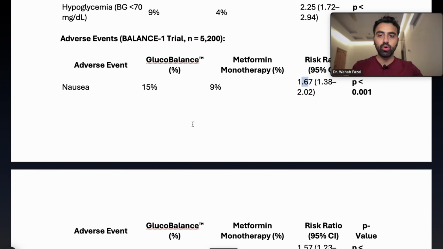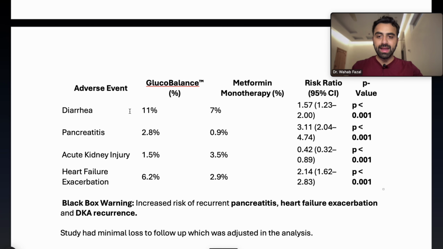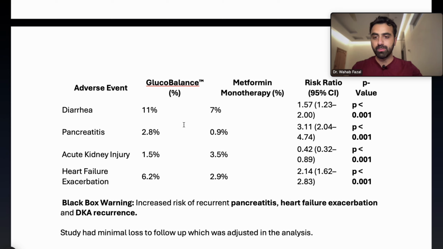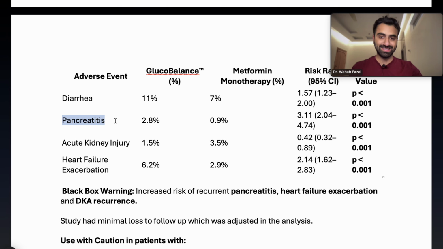It's higher in the glucobalance group. And again, diarrhea, it's higher in the glucobalance group with a risk ratio of 1.57. Pancreatitis, again, pancreatitis. We knew that our patient has pancreatitis. That is bad. So does this have the recurrence of pancreatitis?